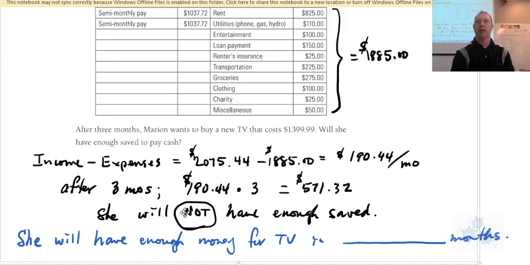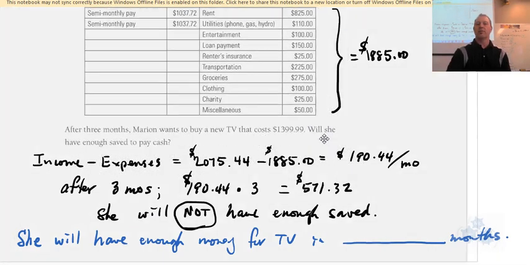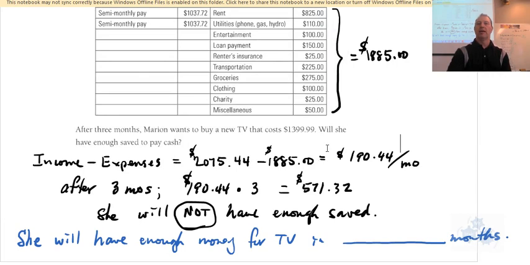Okay? My question to you was, she will have enough money for the TV in how many months? So at this rate, saving money at this rate right here, how many months will it take for her to get $1399.99? Does anyone have an answer? 8? You both say 8? Okay. How did you figure that out? Can you share that with us?